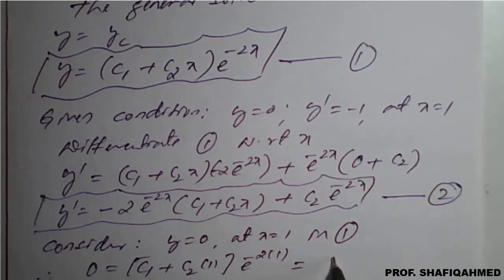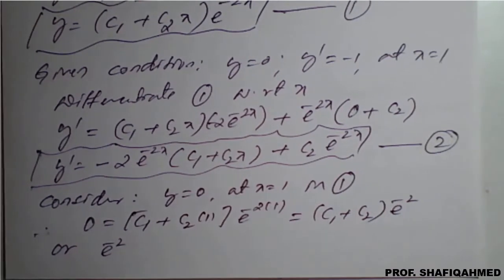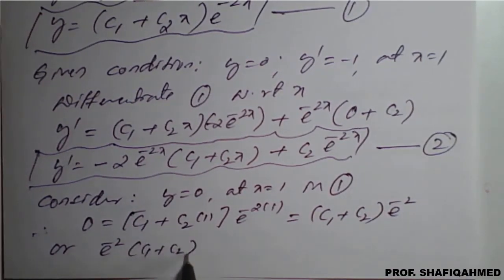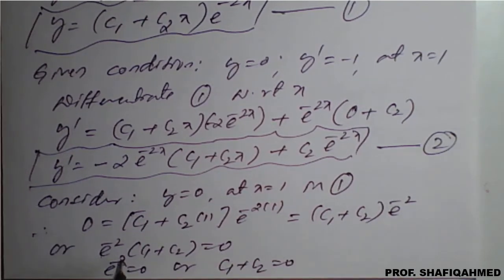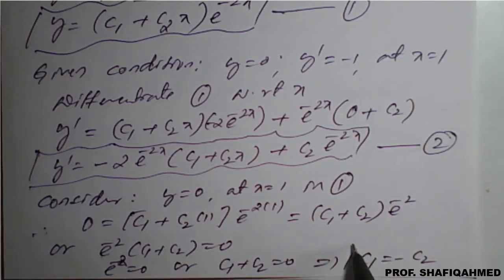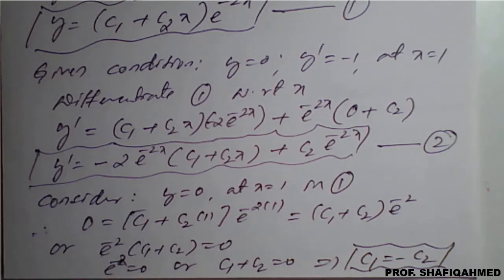c1 plus c2 into e raised to minus 2. Or I will write e raised to minus 2 into c1 plus c2 equal to 0. Either e raised to minus 2 equals 0, or c1 plus c2 equal to 0. So e raised to minus 2 equal to 0, you have to neglect it. So from this we get c1 plus c2 equal to 0, which is nothing but c1 is equal to minus c2. You remember? So from the first condition we got c1 is equal to minus c2 or c2 is equal to minus c1. Both are same.